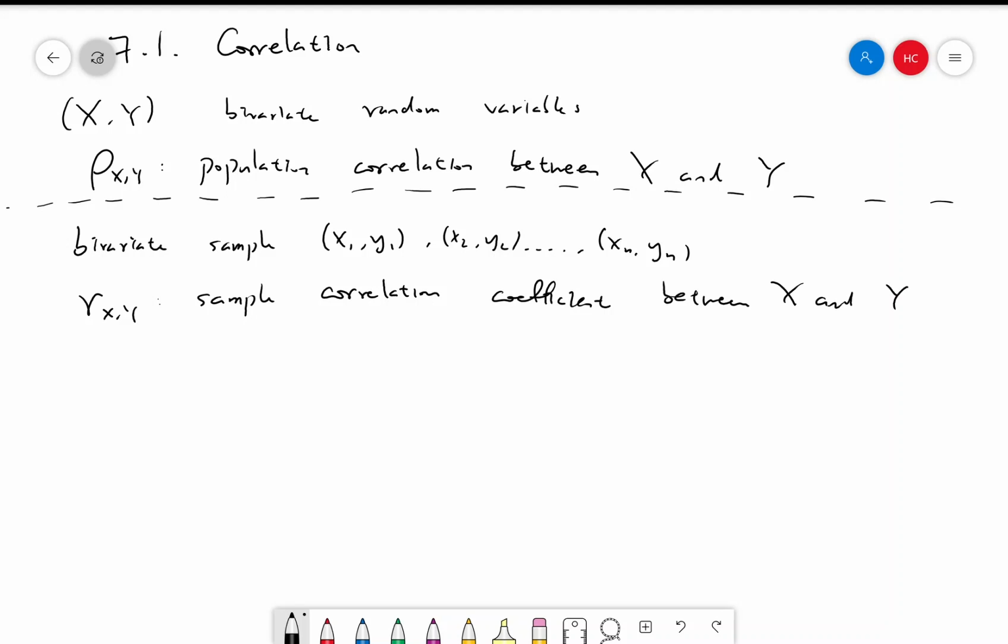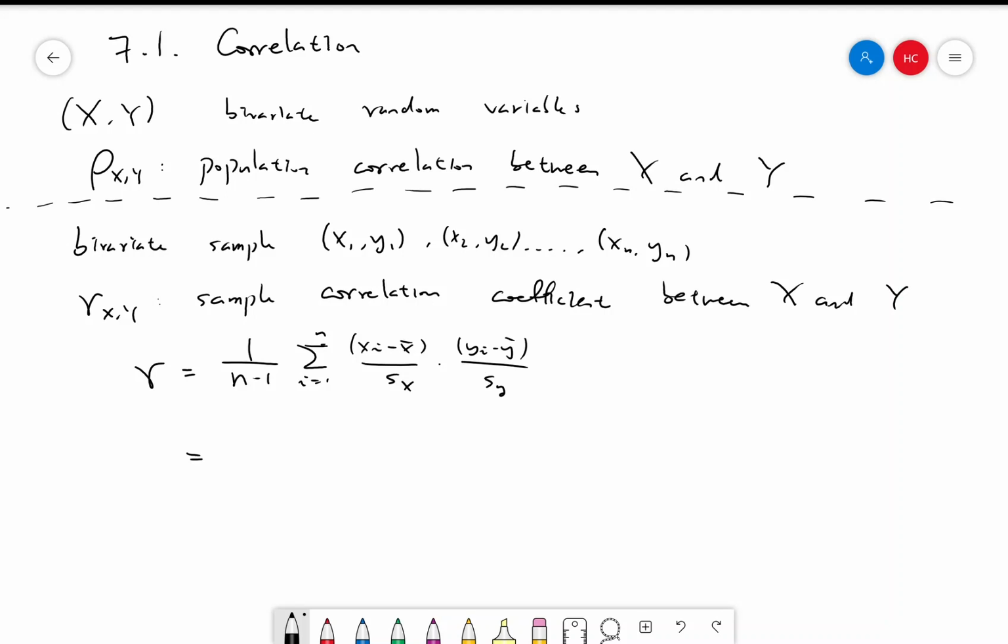Okay, so for the formula for r, there are three ways to calculate r. They're all equivalent. It'll give you the same answer. It's 1 over n minus 1, n minus 1 because it's a sample, times the sum from i equals 1 to n of xi minus x bar over the sample standard deviation of x, times yi minus y bar over the sample standard deviation of y. So that's one way to calculate it.